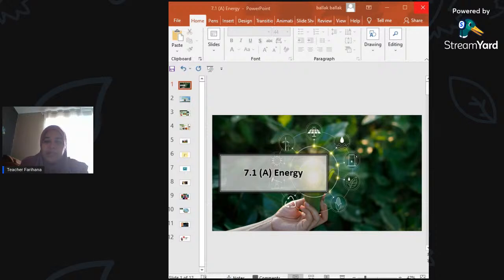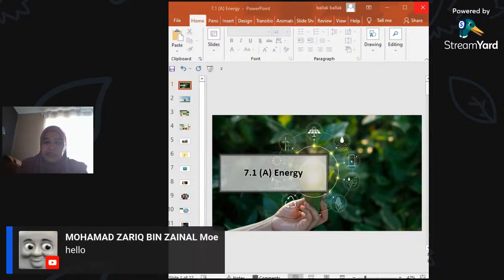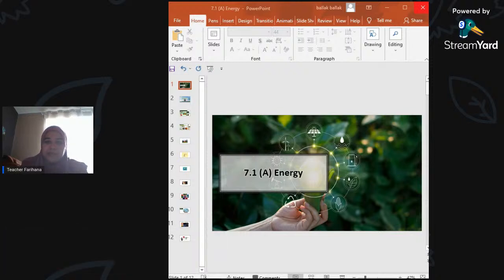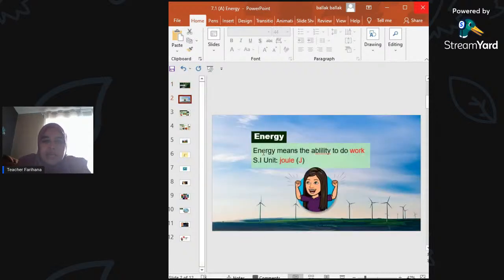Okay, so today we're going to learn about energy. What is energy? Energy is the ability to do work. The SI unit for energy is joule, symbol capital J.